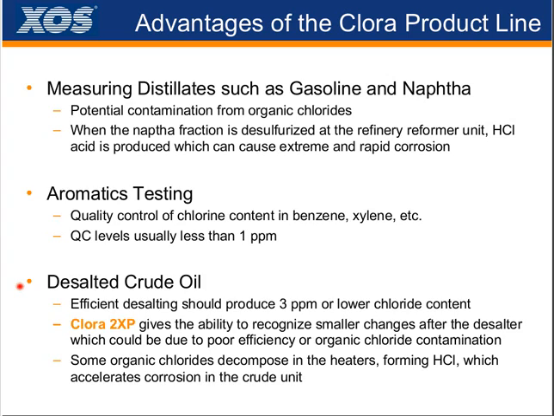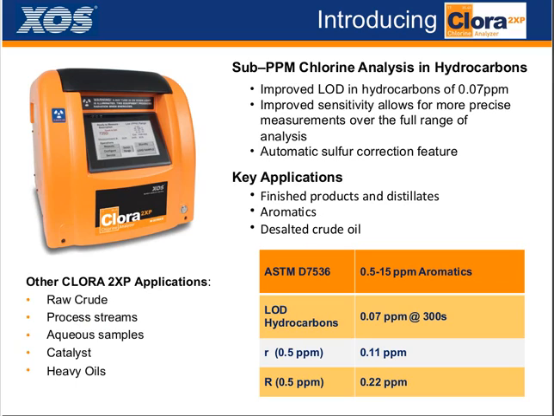And so you can see here I've listed a few important parts of that, but I've also brought up the Chlora 2XP. The Chlora 2XP is really the crux of what we're talking about here today with our improvements for measuring sub-ppm measurements for chloride and chlorine in fuels and raw streams and things like that. It gives you the ability to recognize these smaller changes quicker, not just after the desalter, but also further down in the process, things that can stem from poor efficiency of the desalter or even just from contamination, as I said before.